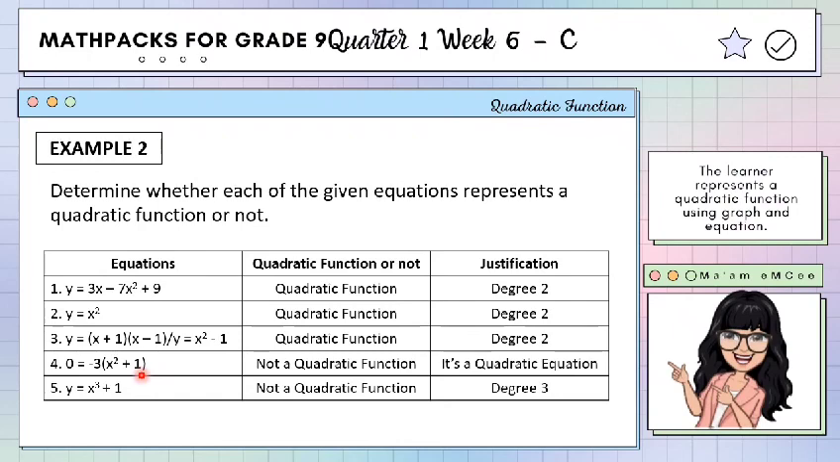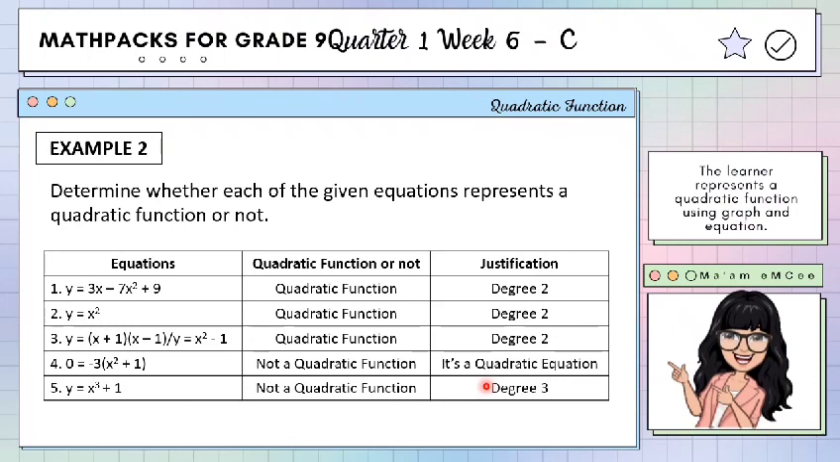So it does not guarantee that if your equation is in second degree, then that is already a quadratic function. Again, you need to be sure first that you have the variable y and the variable x. Or in place of y, we can have f of x. Or sometimes we can use other variables, just as long as you have two variables.